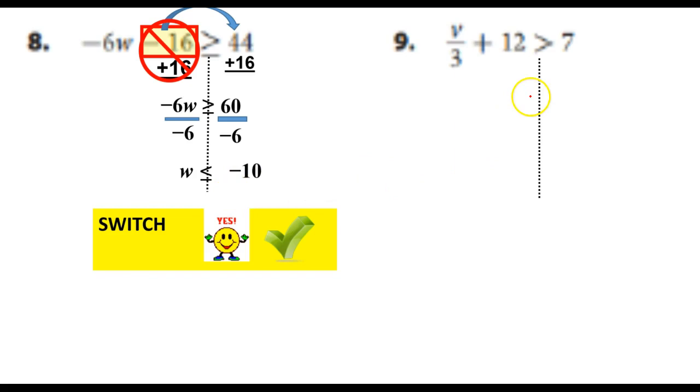and 60 divided by negative 6 would be negative 10. Last but not least, for our inequality practice, what is the opposite of a positive 12?